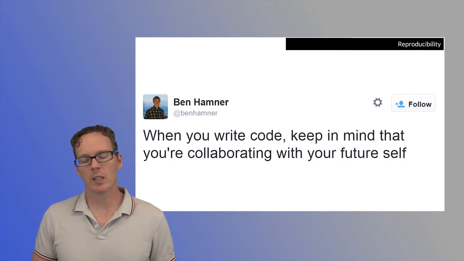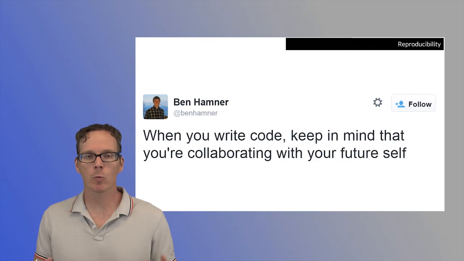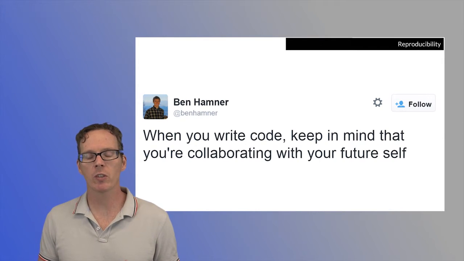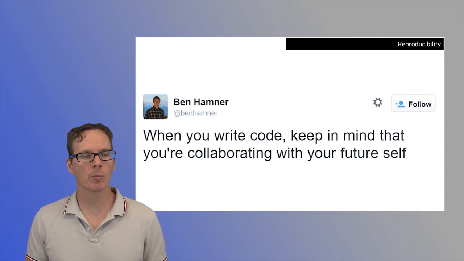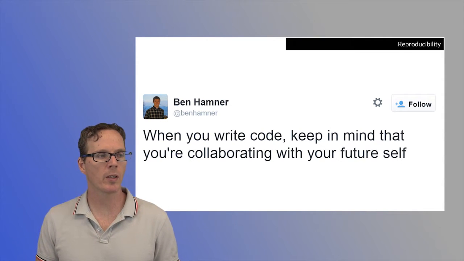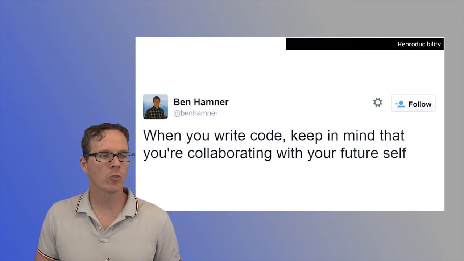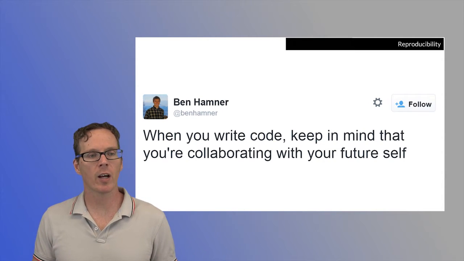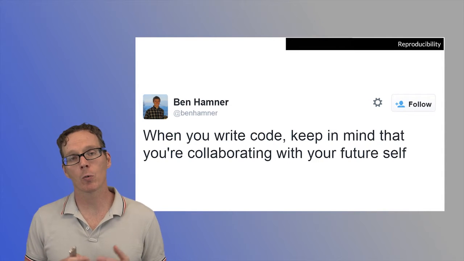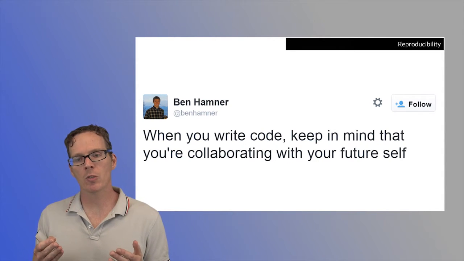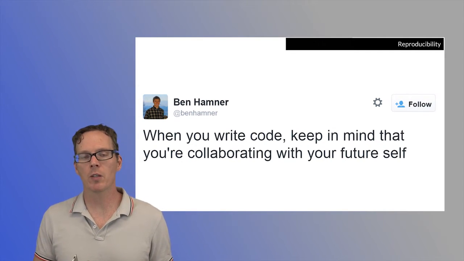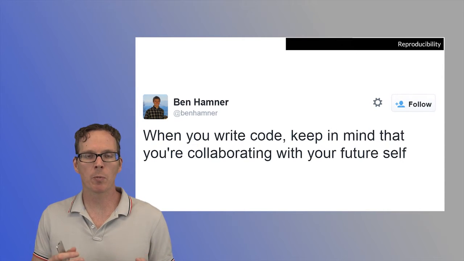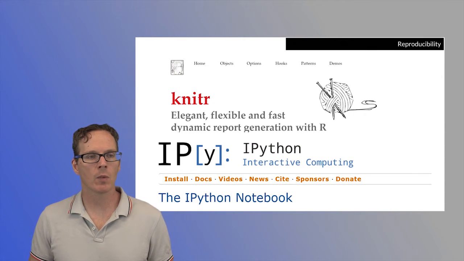Now, reproducibility is a big topic around here. Roger Peng, one of the co-instructors in the series, is one of the leading researchers and thinkers on the idea of reproducibility. But I love this tweet by Ben Hammer, who I don't know, who said, when you write code, keep in mind that you're collaborating with your future self. So for reproducibility in a report, you want to make sure that these reports can get regenerated. You'll get the exact same numbers. The report contains the information available to reproduce all of the numbers and analyses in it.